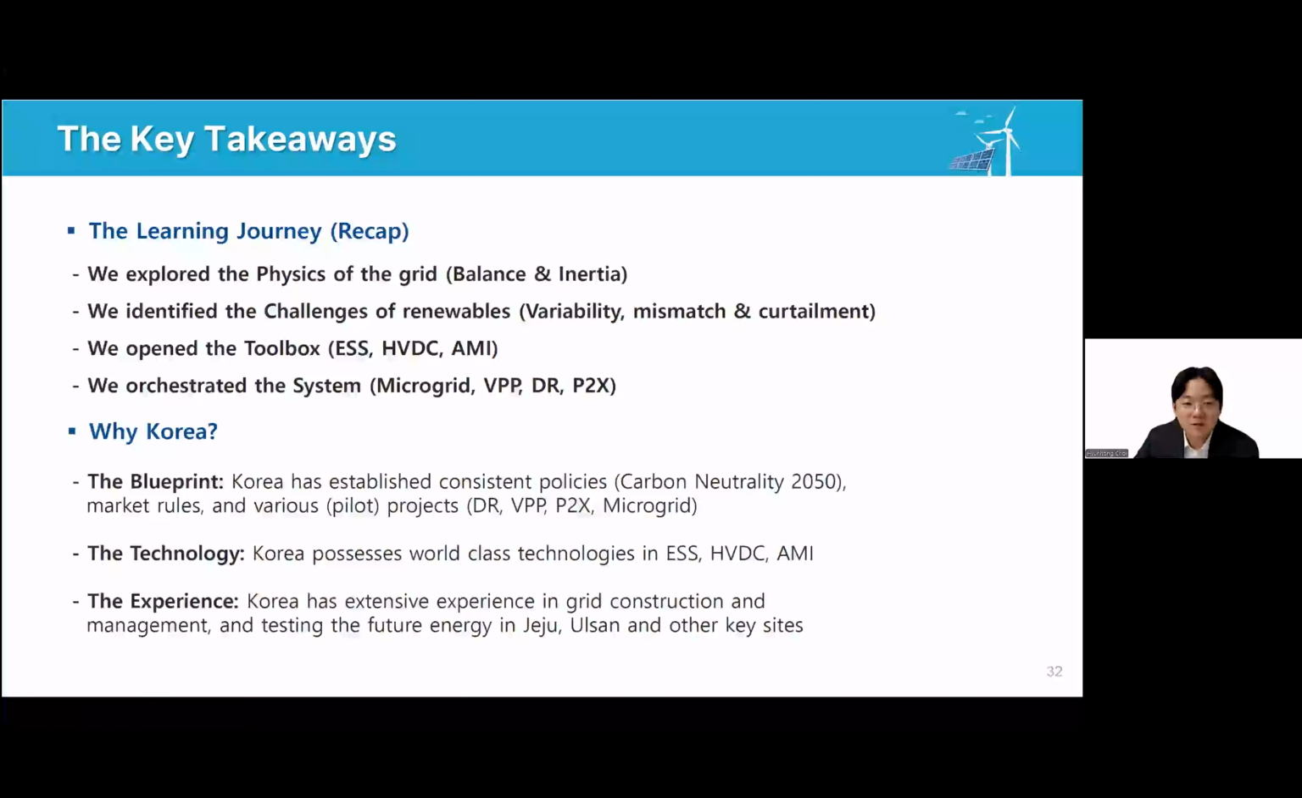So, building a smart green grid is not just about laying wires. It's about connecting components and creating value. And we look forward to sharing these experiences and technologies as you build your own sustainable futures.